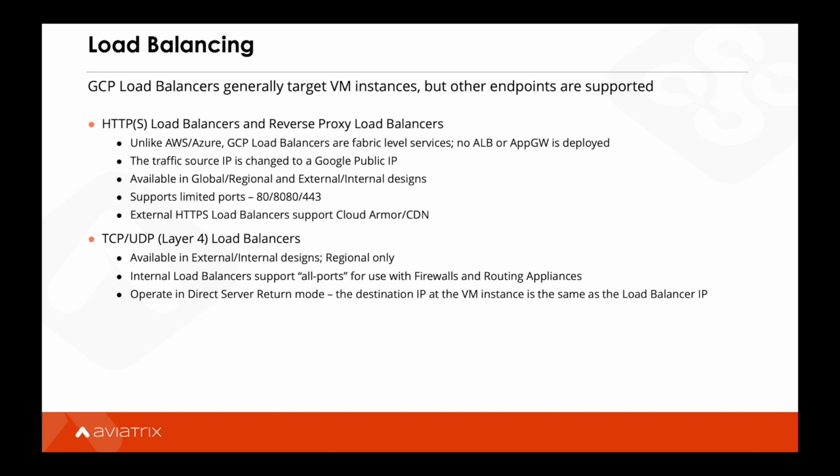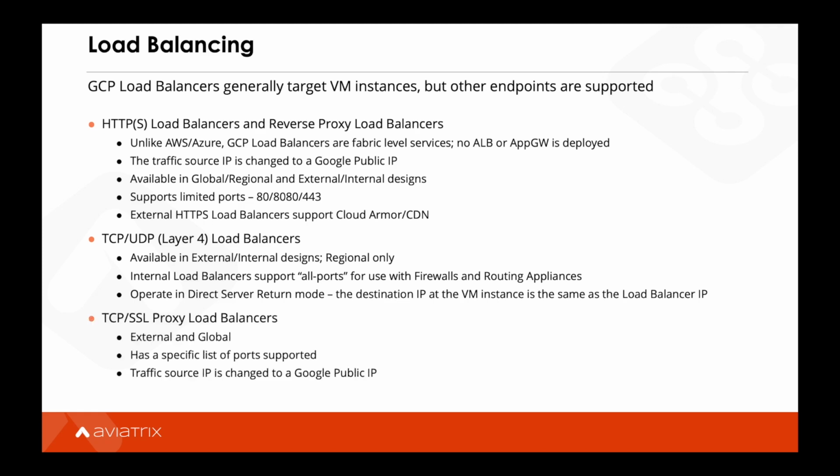Now, if you have non-HTTP or HTTPS applications, typically you would go with the TCP/UDP layer 4 load balancer. This is available for your external and internal designs, but remember, this is a regional construct. This load balancer supports all ports that you can use with your firewall or with your routing appliances. The third one is called the TCP/SSL proxy load balancer. This is an external load balancer and globally available. It has a specific list of ports it supports.